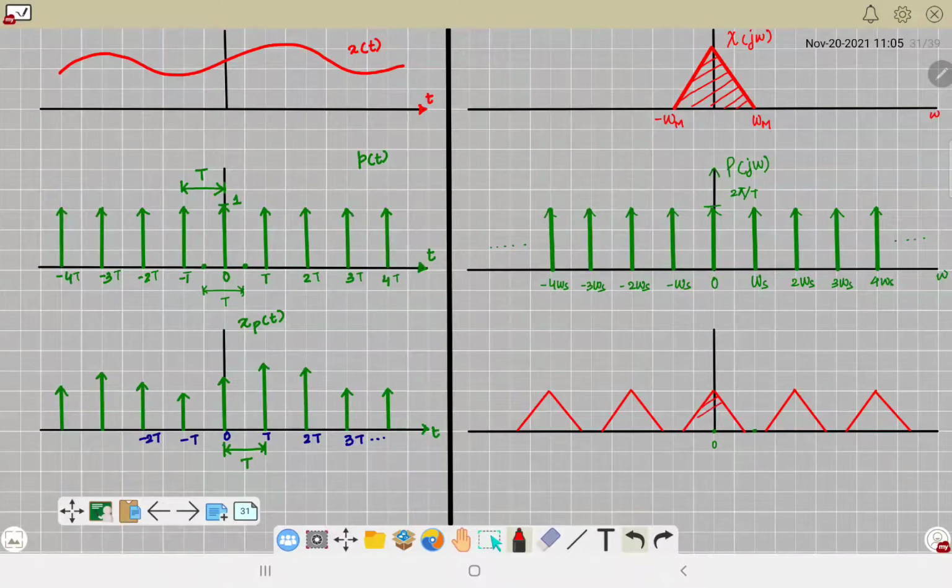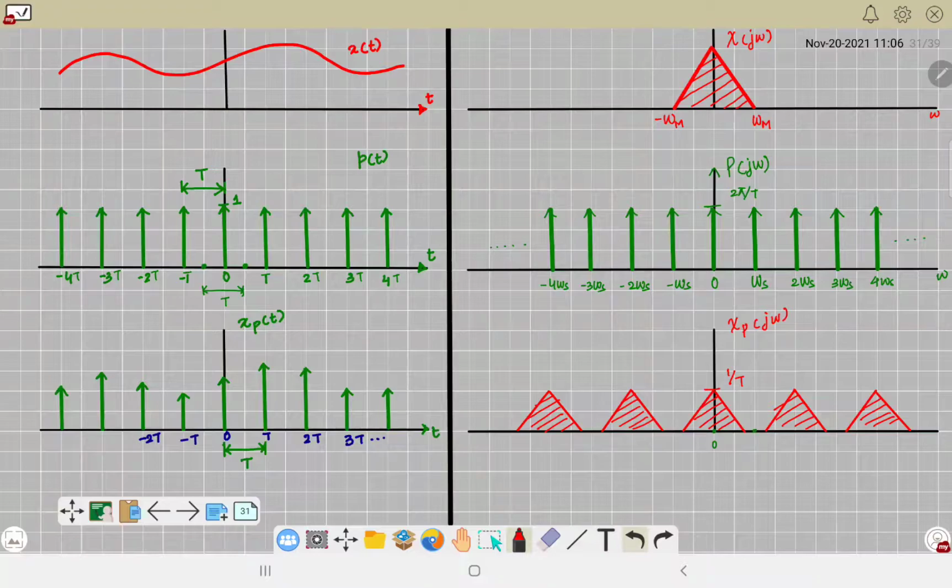So the original waveform x of t, with its frequency representation, the band of frequencies, those bands of frequencies will be replicated. So this is my X_p(jω). So those frequencies will be replicated like this.